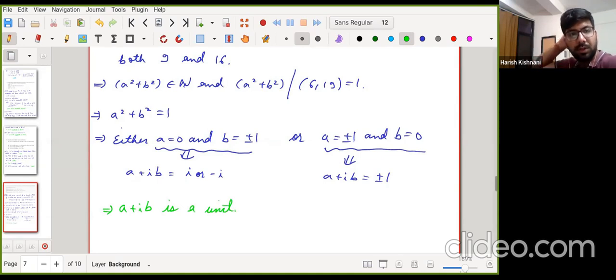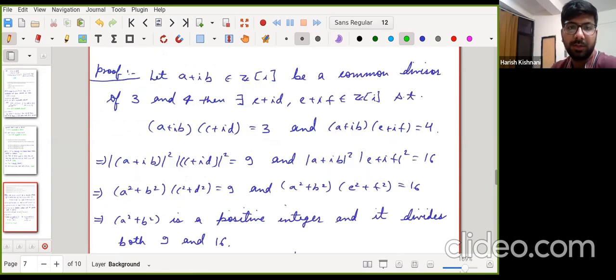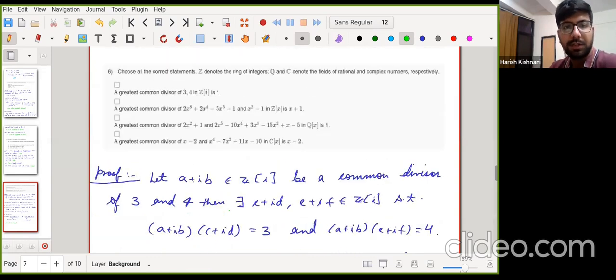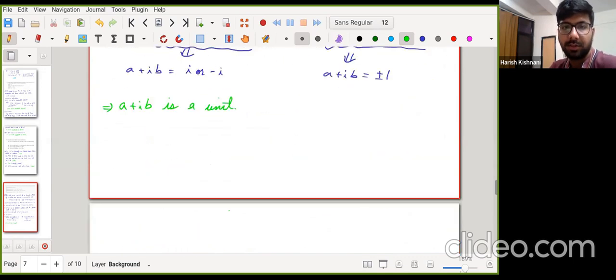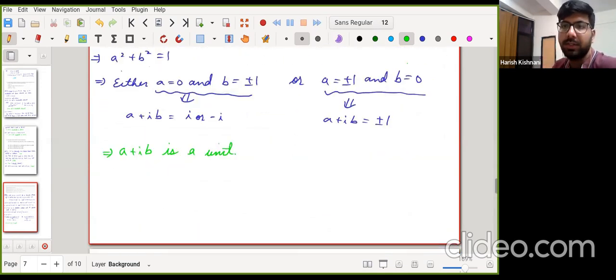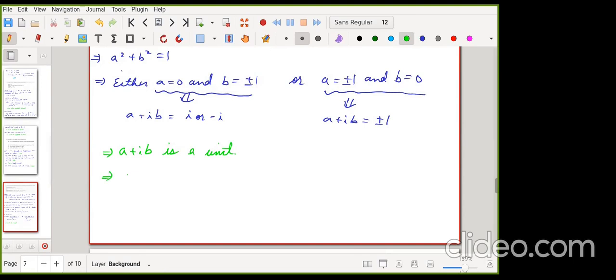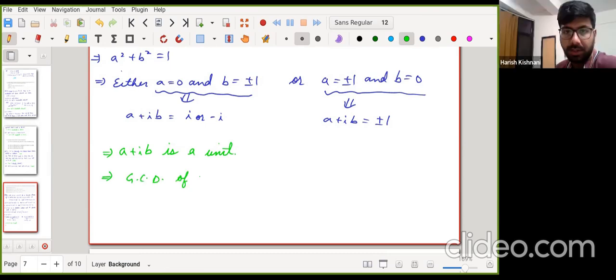So there is no non-unit common divisor of 3 and 4. So only units divide 3 and 4. That's why the greatest common divisor that divides 3 and 4 is 1. Okay, so this implies GCD of 3 and 4 is 1.